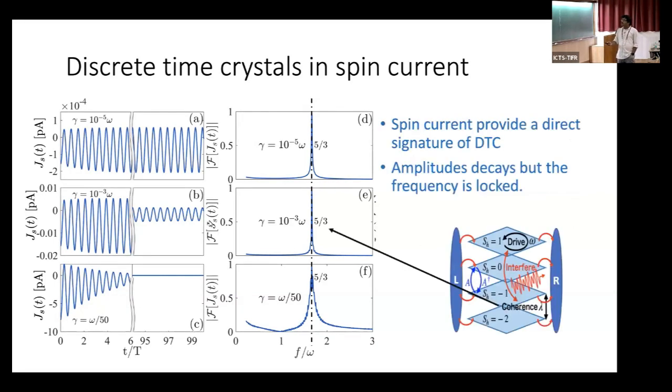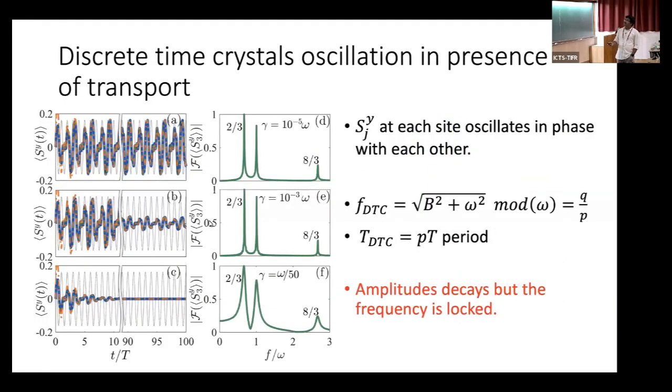And as you notice, the spin current provides a signature of the coherence between the system symmetry subsectors, and it directly reflects the coherence, and the amplitude remains locked. And this is, I find, beneficial for looking at a time crystal using transport. But you may argue that this is 5/3, so it's a higher harmonic. It's not a subharmonic. So let me now show you where actually the time crystal appears.